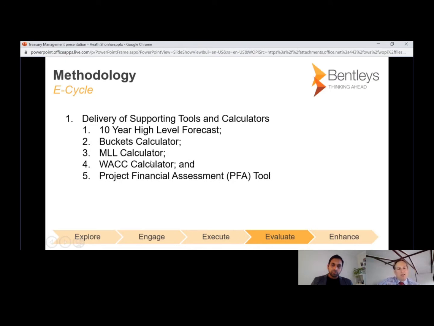As part of then the evaluation cycle, you will absolutely be completing a 10-year forecast, looking through past the current health crisis and into the evolving economic and financial challenges that will then permeate around as a result of reduced capital flows and reduced capital cycles, whether it be from a debt and an equity perspective. You will have a buckets calculator, and I'm going to talk further about the buckets. I'm going to talk about your minimum level of liquidity calculator, your weighted average cost of capital calculator, and then one of our favourites, the project financial assessment tool.